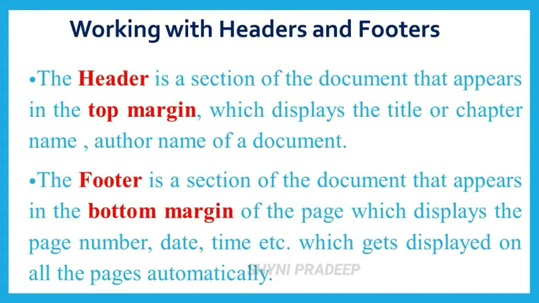The header is a section of the document that appears in the top margin, which displays the title or chapter name or other name of the document. Okay. What do you mean by footer? The footer is the section of the document that appears in the bottom margin of the page, which displays the page number, date, time and so on. So in the header area, you can specify the title or chapter name or other name. Okay. In the footer area, you can specify the page number, date, time and so on.